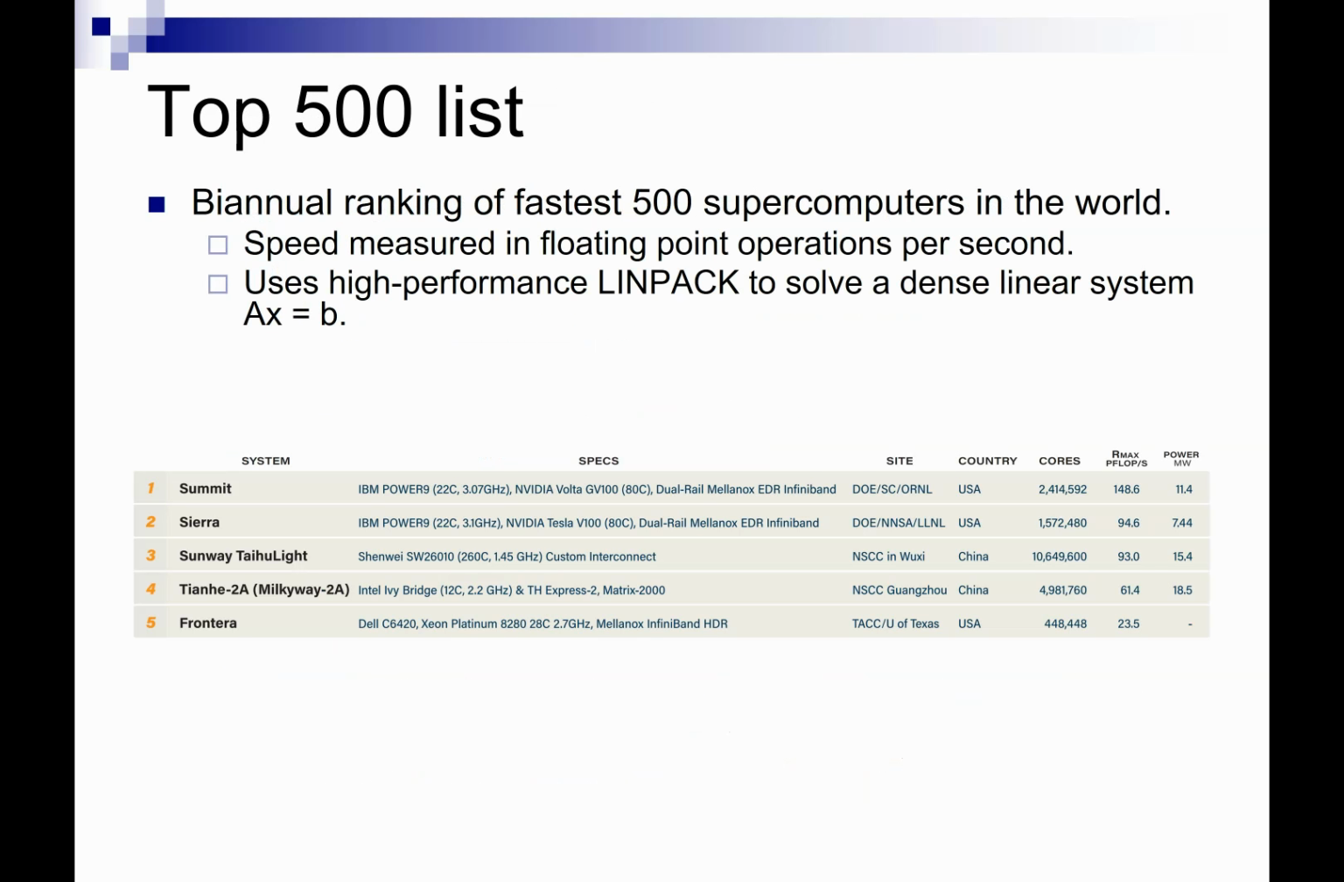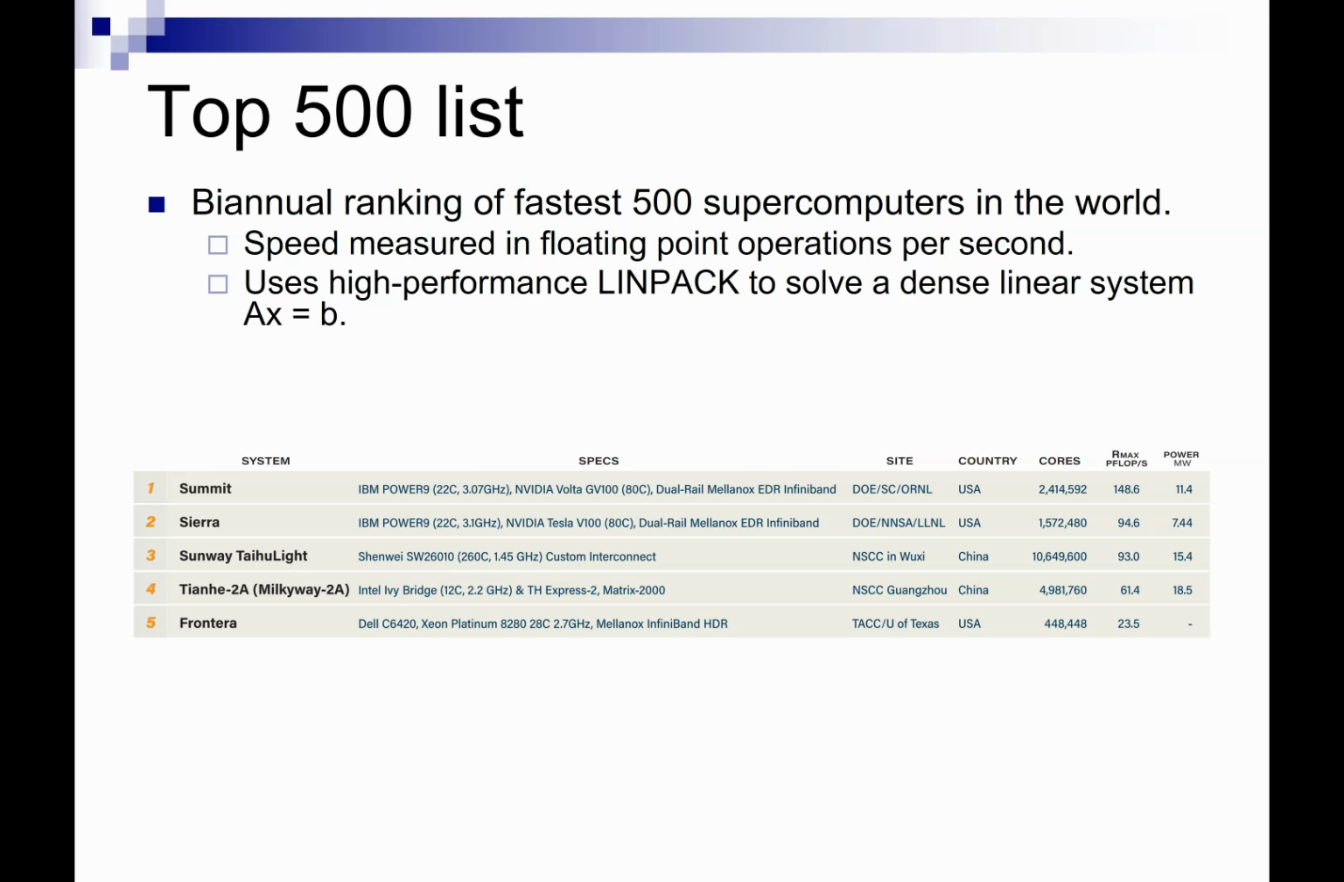Now, in terms of supercomputers, how do we look at the power of these things? Well, there are different ways, but one of the most common, widely used ways is the TOP500 list. This is basically a list of the fastest 500 supercomputers in the world, and this list is produced twice a year.